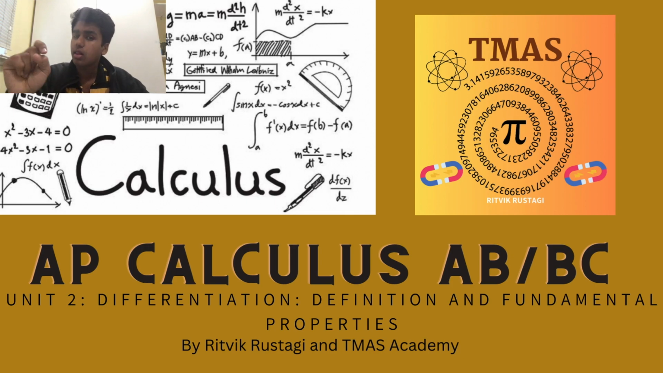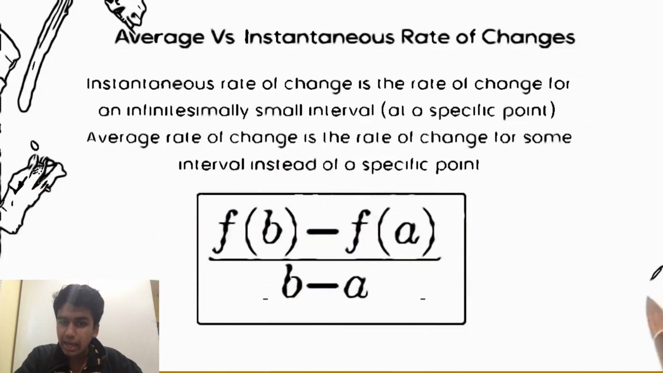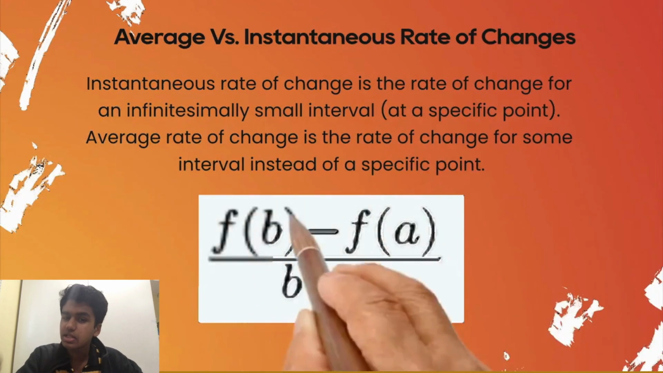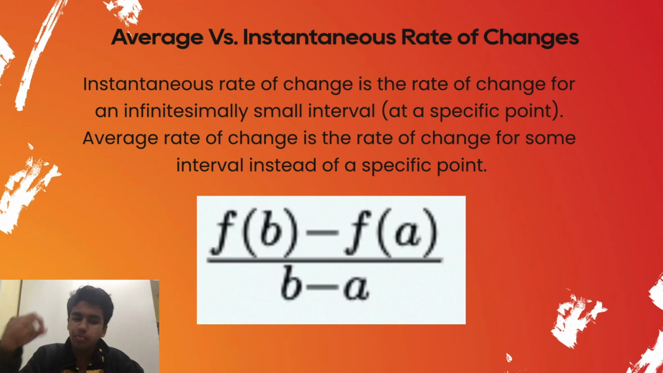And now, let's begin with Unit 2. So Unit 2 begins with the average rate of change. The average rate of change is basically the rate of change for a very large interval, while an instantaneous rate of change is the rate of change for an extremely small interval, like at a very specific point. So basically, the average rate of change is f of b minus f of a over b minus a.